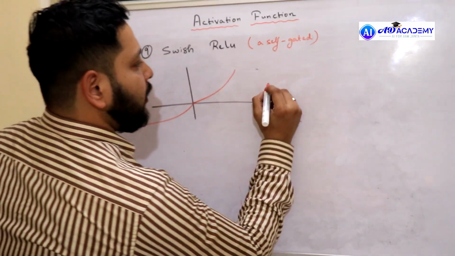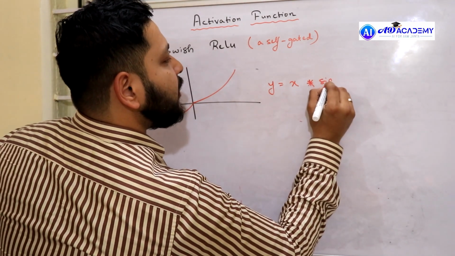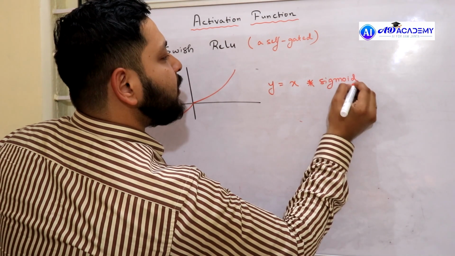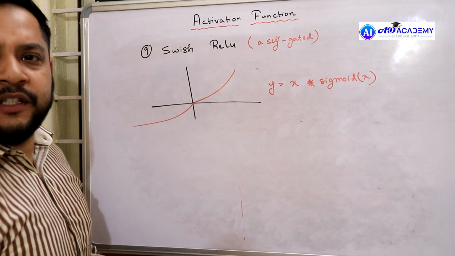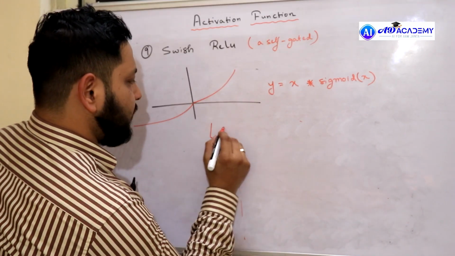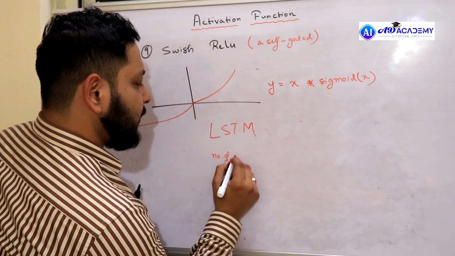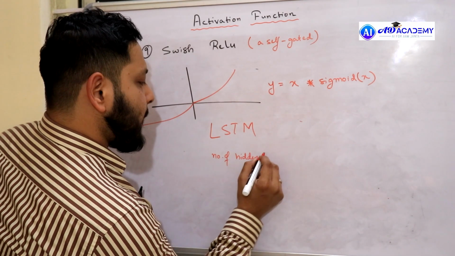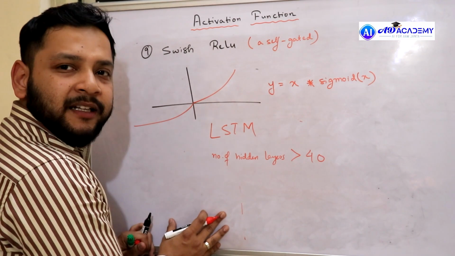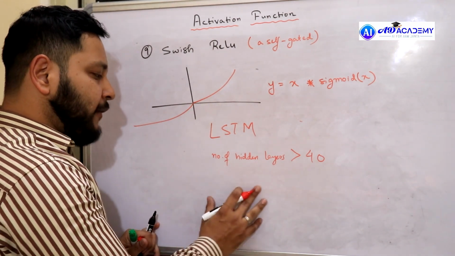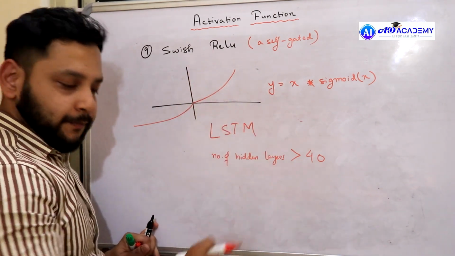Mathematical function of this is x multiplied by sigmoid of x. Swish ReLU is generally used in case of LSTM, where the number of hidden layers is more than 40. If it is less than that, then we don't use Swish ReLU. If more hidden layers are there, then we use Swish ReLU.